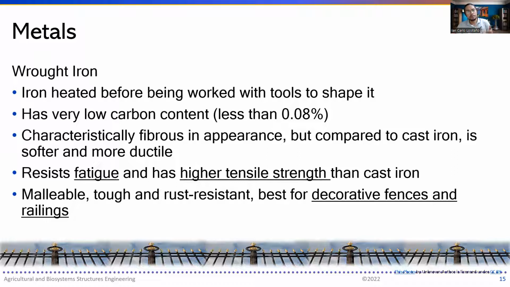Next, you have wrought iron. Okay, iron heated before being worked with tools to shape it. This is wrought iron. It has very low carbon content, almost negligible at 0.08%. Okay, characteristically fibrous in appearance, but compared to cast iron it is softer and more ductile. One use of wrought iron is in decorative fences. Okay, because this is very low.